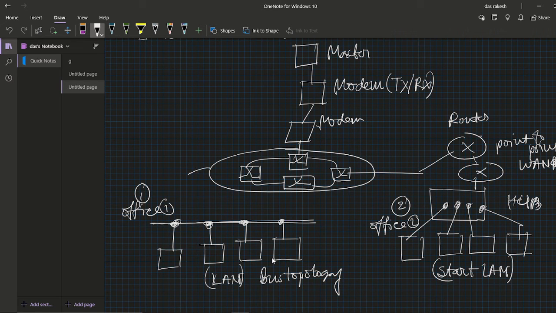And here also one router is connected. What is the requirement of this router? This router works in the network layer. We will discuss it in a later video. So here one router is placed, and here another router is placed. So this is not a home router basically.